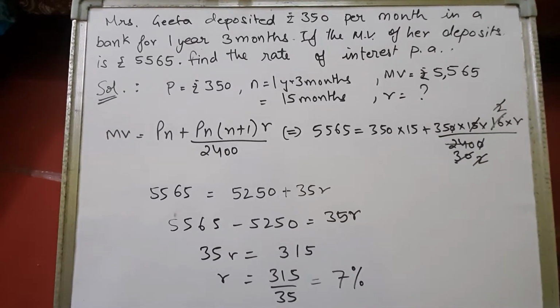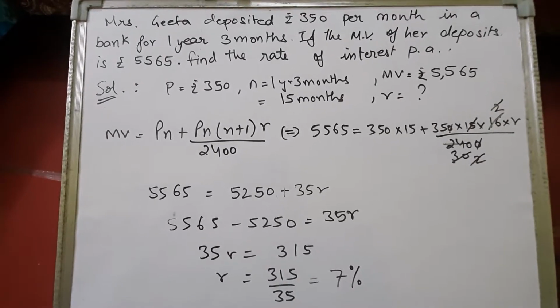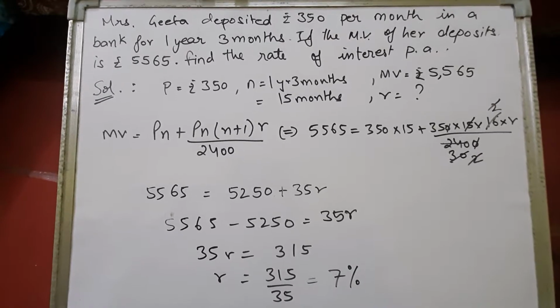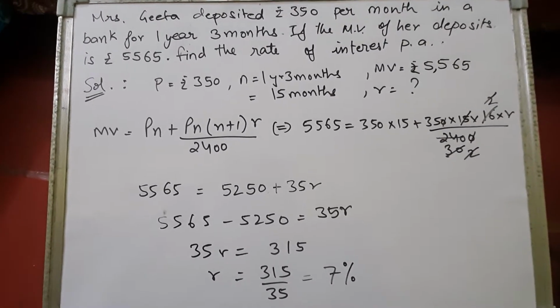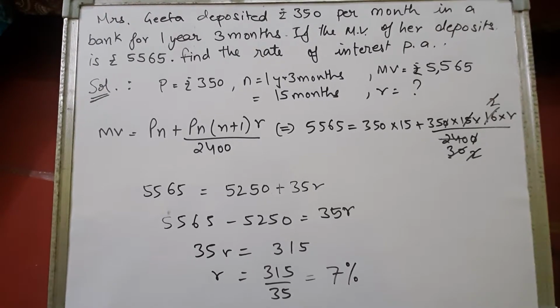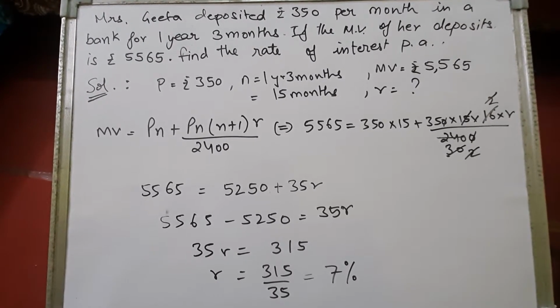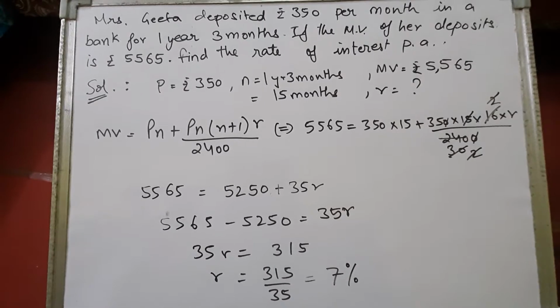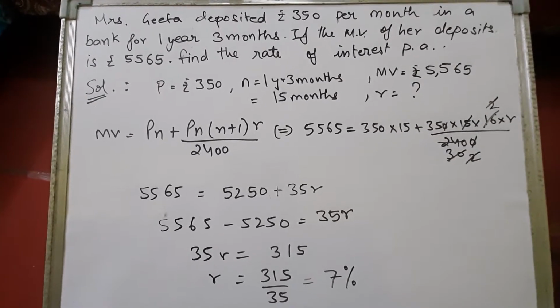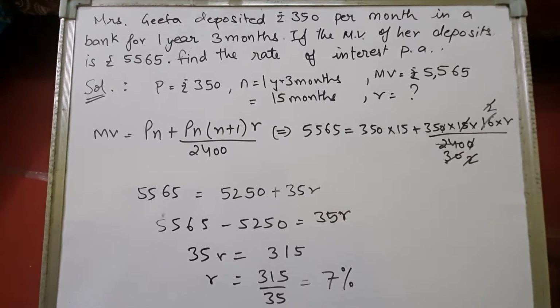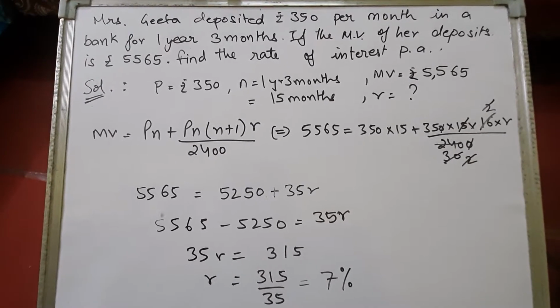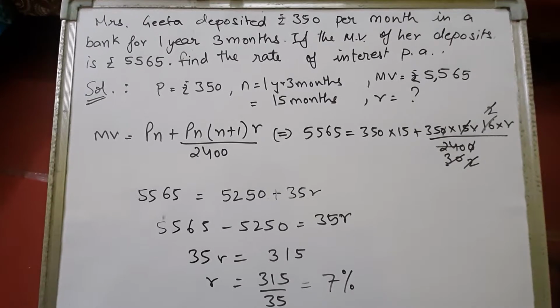Okay, children, today again we will be discussing sums from the topic banking. The sums are based on recurring deposit or cumulative bank account, where the money is deposited for a fixed period and at a fixed rate, and after the period gets over, an amount called maturity value is given to the account holder.